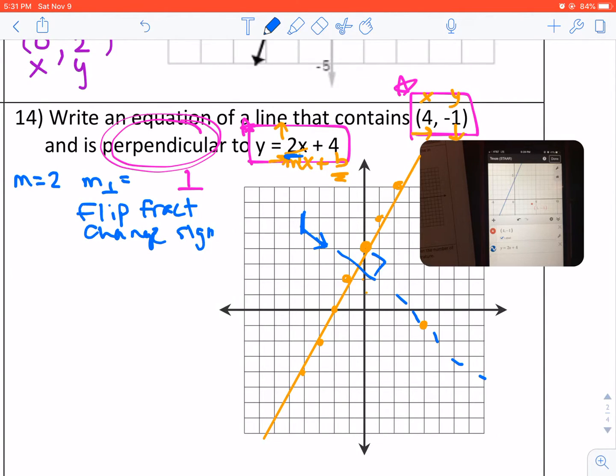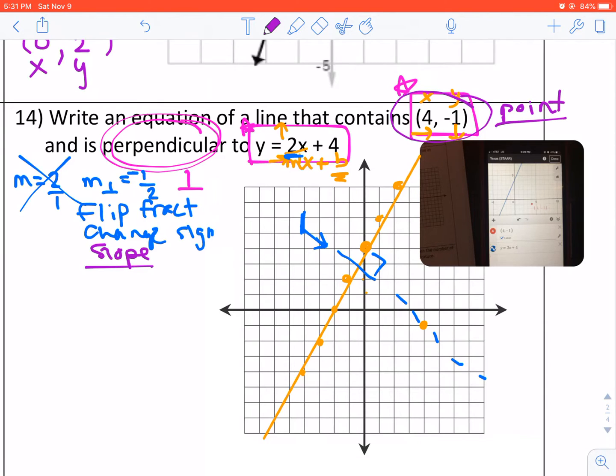So when I flip 2, I can make that a fraction, remember, and when we flip it, that's 1 over 2. And then we're going to change the sign so it's going to be a negative, and that's actually what we're looking at. So we're not going to use this one in the equation, we're going to use that negative version. And now I have a point and a slope.